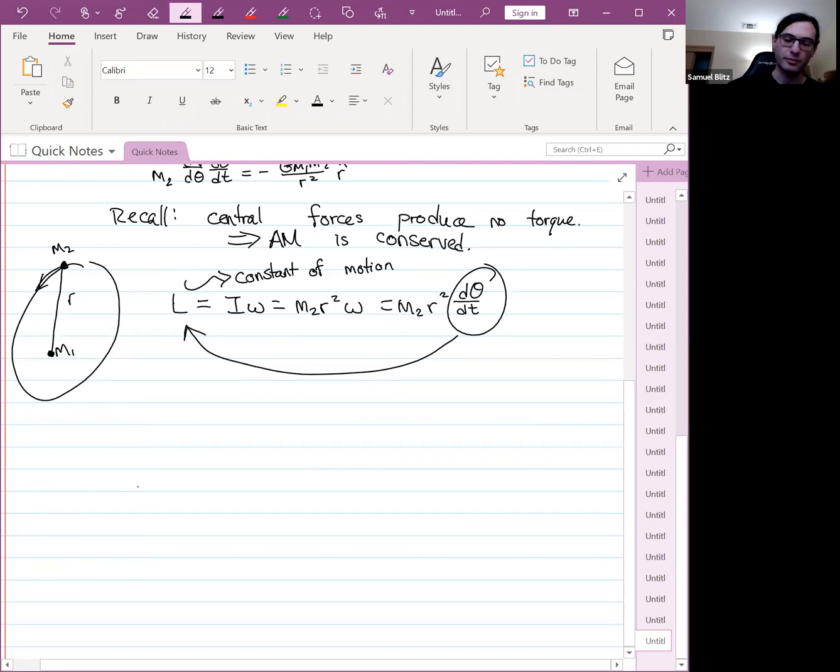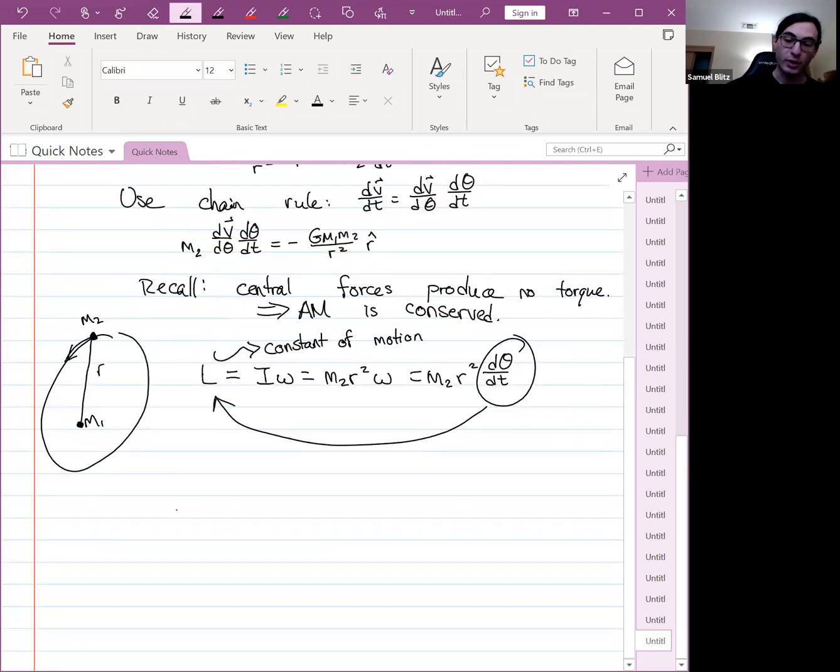Let me actually not put that there. So what we're left with after solving for d theta dt in terms of L is we have m2 times dv d theta times L divided by m2 r squared equals minus g m1 m2.